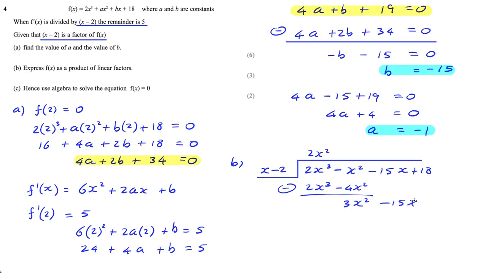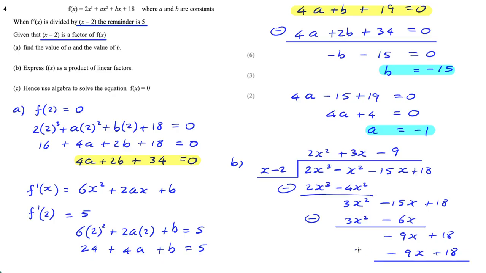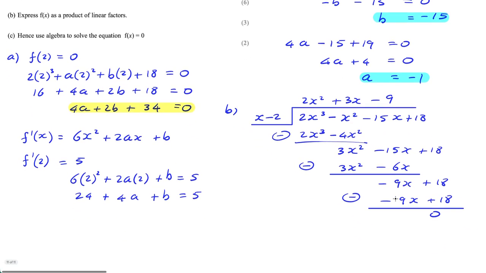Bring this down, plus 18. This into this goes plus 3x. This times this is 3x squared minus 6x. Line underneath, subtract. Careful, it's plus, so then becomes minus 9x plus 18. x into that goes minus 9. Minus 9 times x, minus 9x plus 18. And then what I expected, this becomes 0, which means I've done it right, because I shouldn't have any remainder.